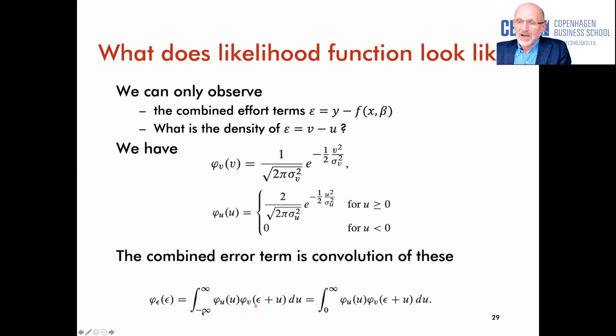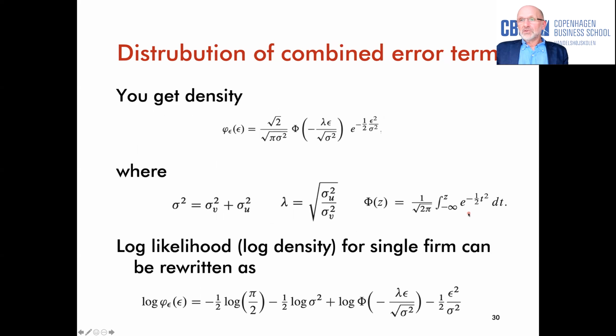But I do know that the U term can never be negative, so I can also just do it from 0 to infinity. But you see, I have to integrate a function which is the product of two functions like this. So good luck with that, so to speak. It's definitely not trivial. It's possible, but it's cumbersome. And if you do that, you get a distribution density that looks like this here.